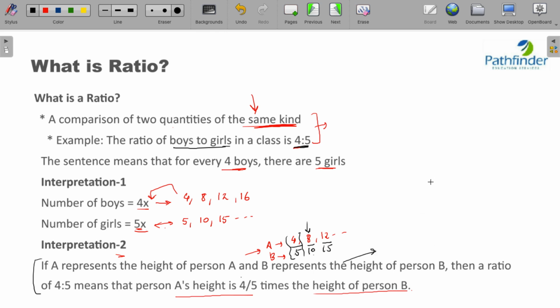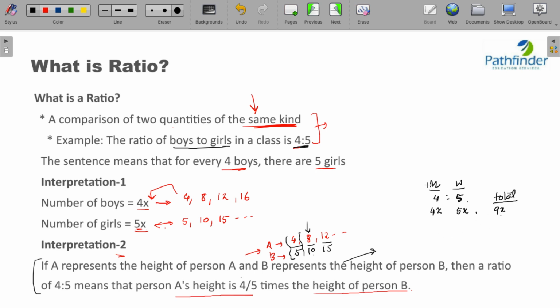Suppose I have milk and water in the ratio of 4 is to 5. Suppose. So obviously the quantity of milk is some multiple of 4. Let us call it 4x. The quantity of water is some multiple of 5. Let us call it 5x. So the total quantity becomes 9x. This is your total quantity, 9x.